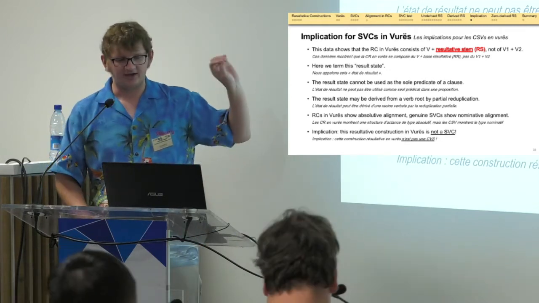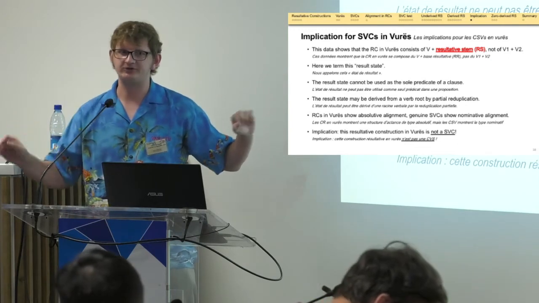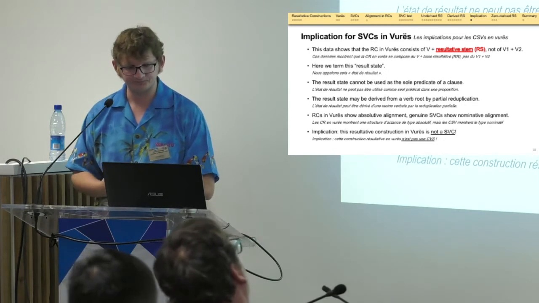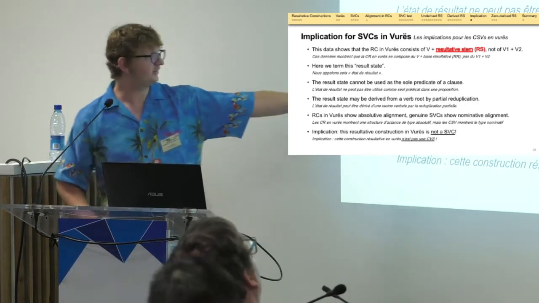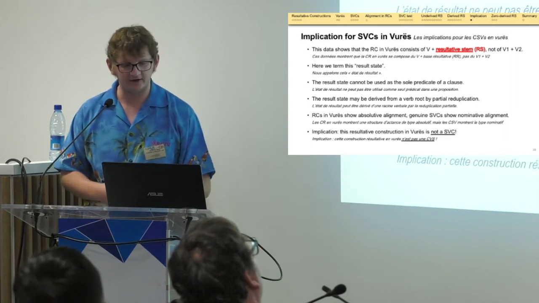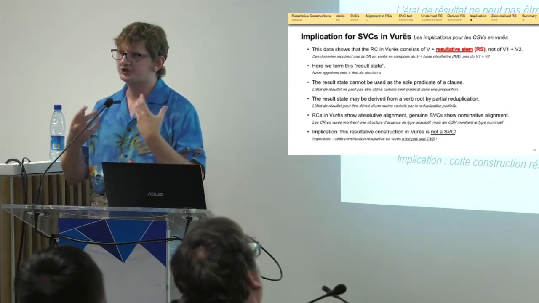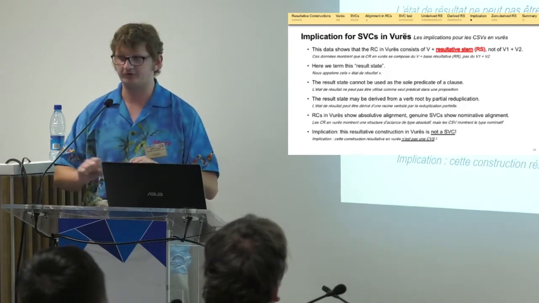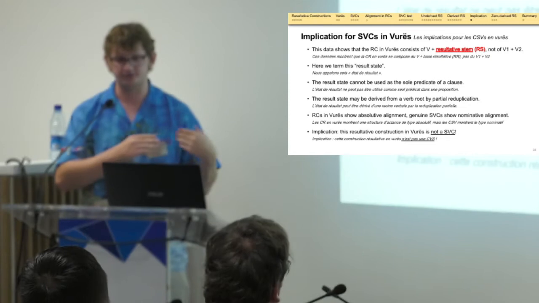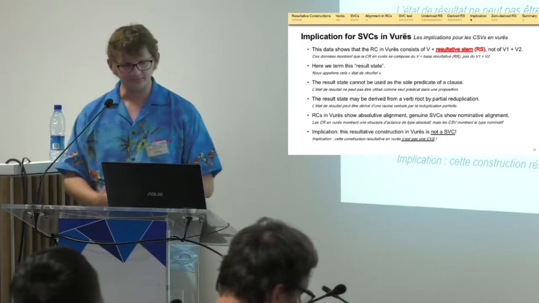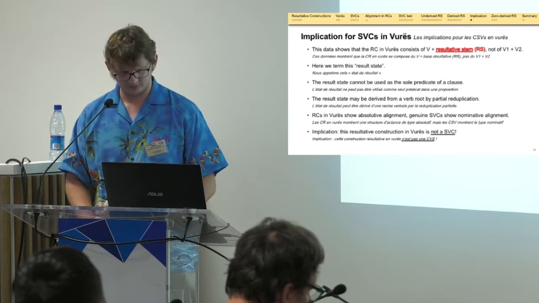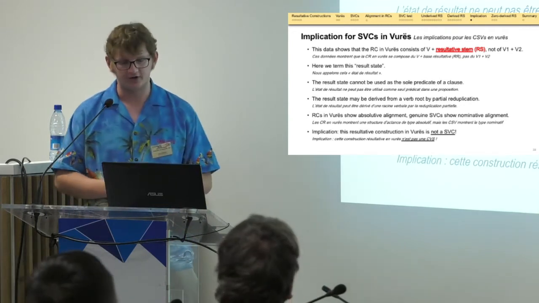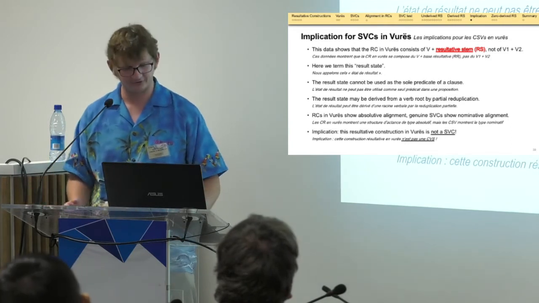And this result state, as we've seen, cannot be used as the sole predicate on its own, so this doesn't really look like a serial verb construction. What's also important, what I've shown you before, is that the resultative constructions in Vurës show an absolutive alignment, which is different from a genuine serial verb construction in this language, which shows a nominative alignment. Okay, so the implication is that resultative constructions in Vurës are no serial verb constructions.